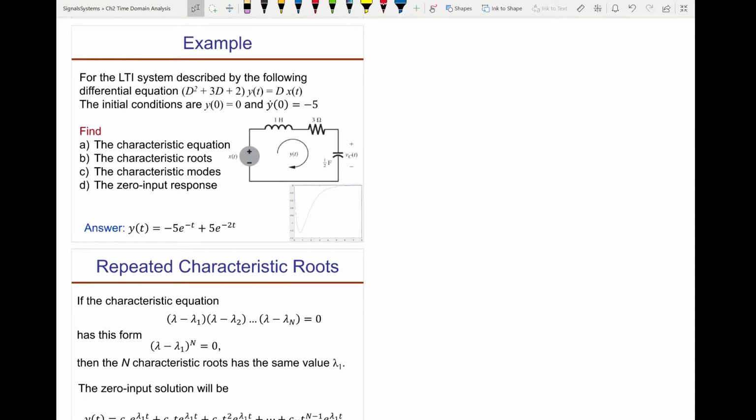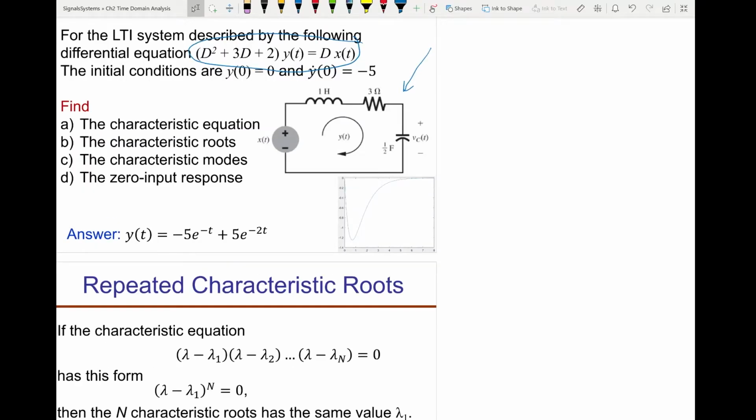Let's assume we have this electrical system and it's described by these differential equations. And we want to find the characteristic equation, the characteristic root, characteristic mode, and the zero input response. Well, to find the characteristic equation, we can just assume here y of t equals c e^(lambda t), and then plug it here as we did in the previous slides, and you will get lambda squared plus 3 lambda plus 2 times c e^(lambda t) equals 0.